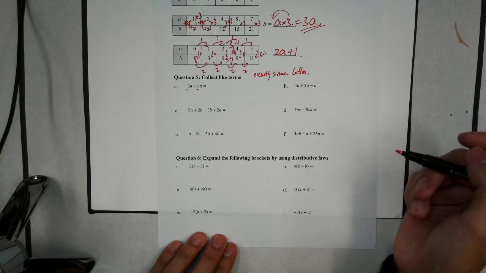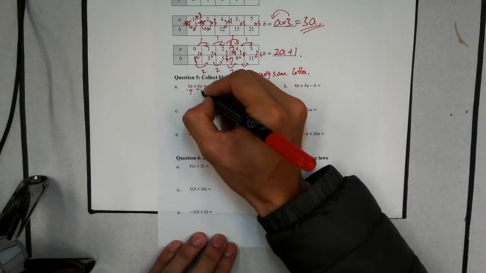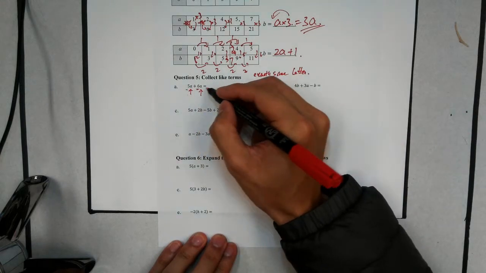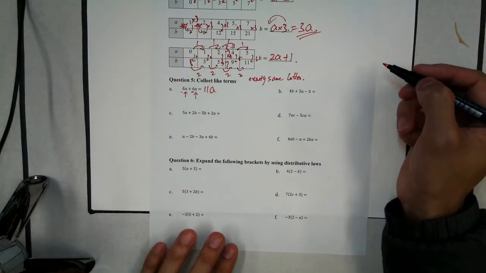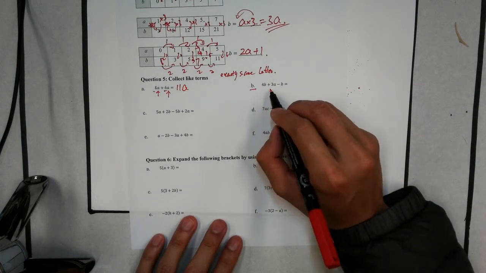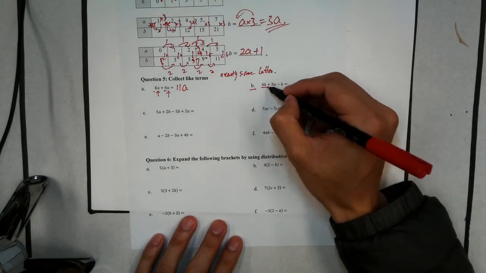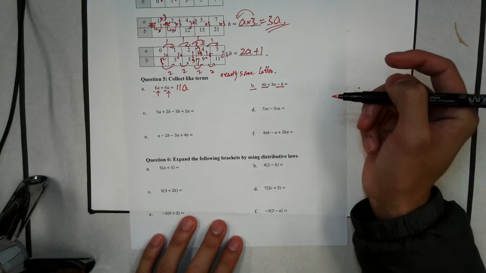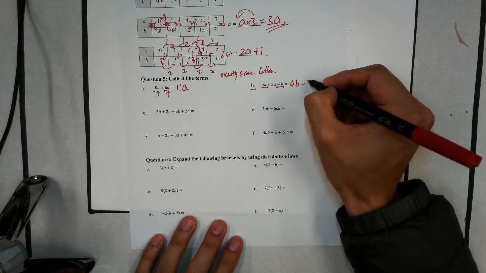So we have 5a plus 6a. They only have a as the letter. So they are like terms. So 5 plus 6 is 11. The answer is 11a. And let's see question B. 4b plus 3a minus b. So 4b is a like term with the minus b. Therefore, we can collect 4b and b together.